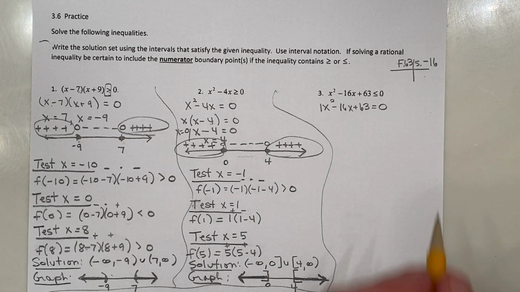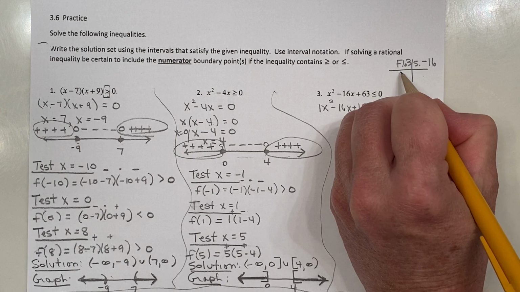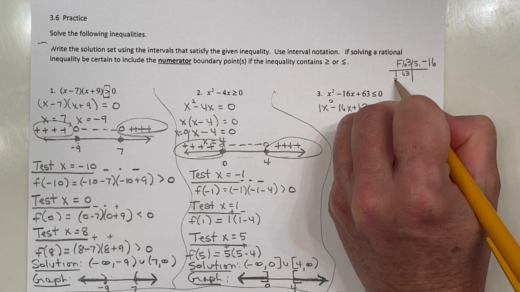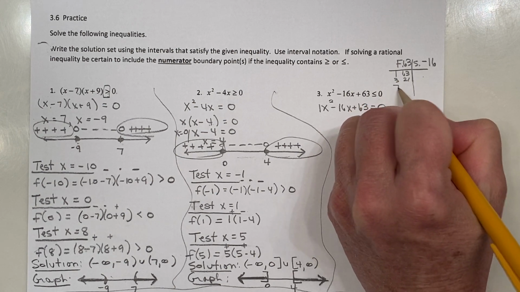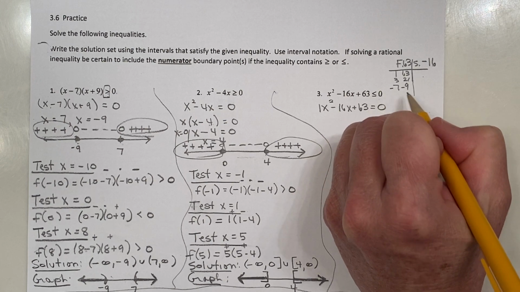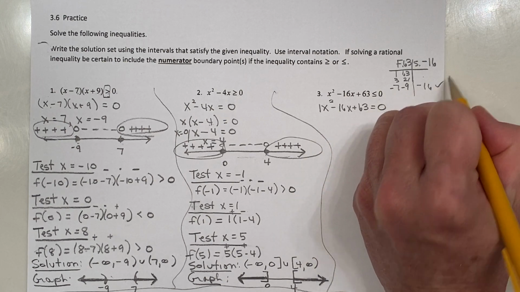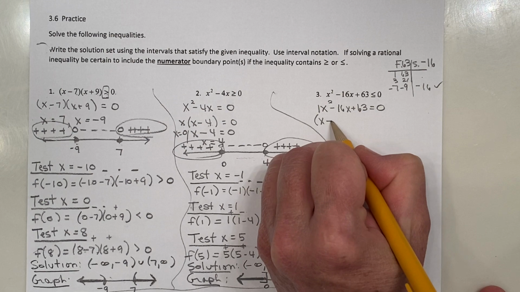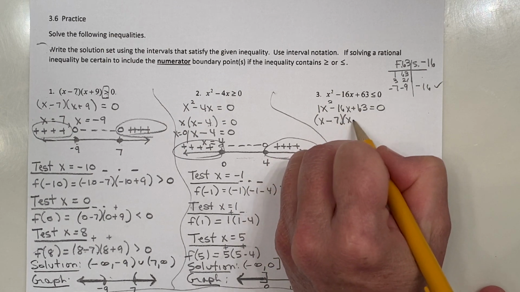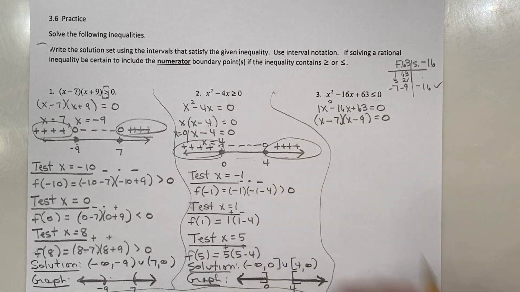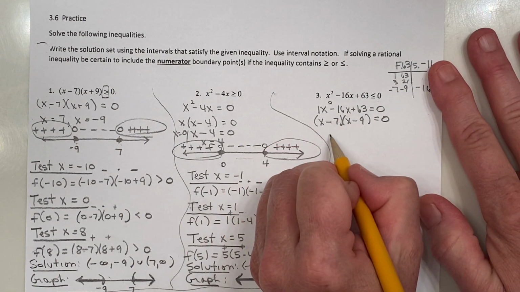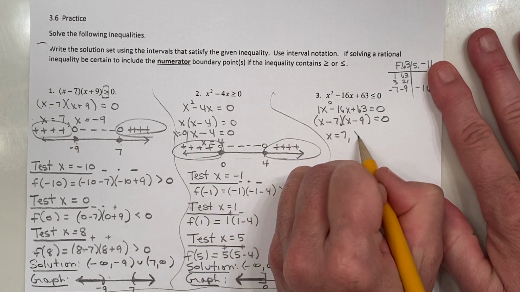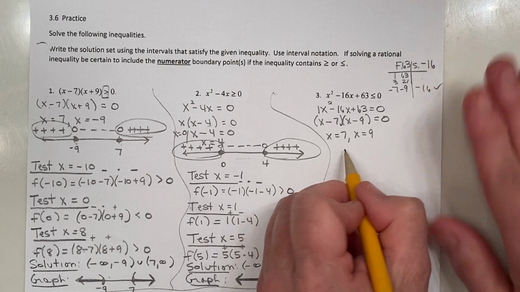7 and 9, I think. So the factors are 1 and 63, 3 and 21, and I believe 7 and 9. Let's make both 7 and 9 negative, so that does give us negative 16. So the factorization is x minus 7 and x minus 9. So from here, our two boundary points would be x equals 7 and x equals 9.